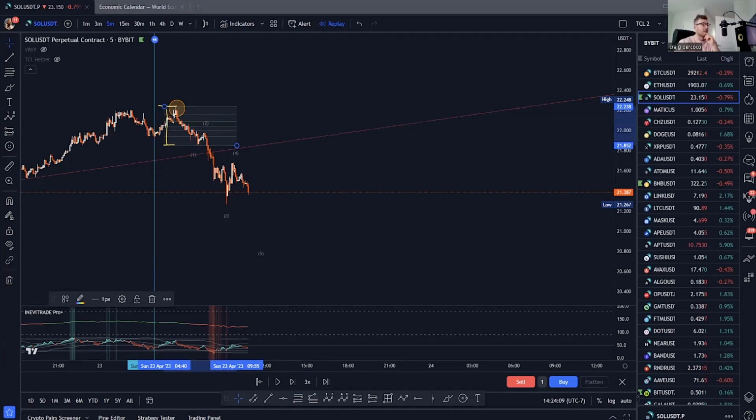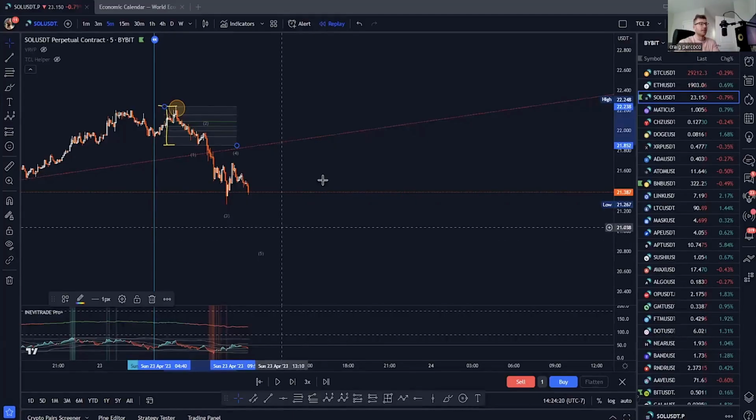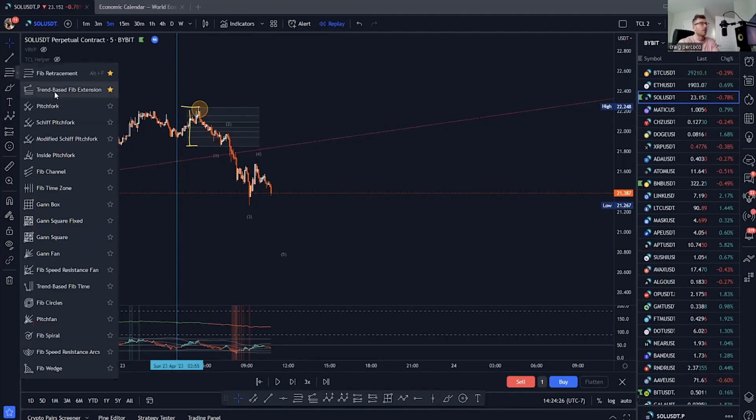Okay, so let's go to step 4. Fib projection off of 1 to find your 5 wave, which is going to be at the 161.8, 261.8, or 361.8. Okay, so the next thing, this is the bread and butter of the 3-5A, is going to be a tool called a trend-based fib extension.